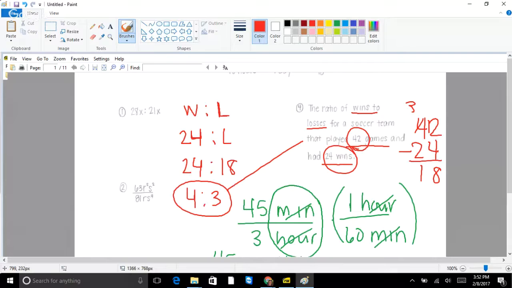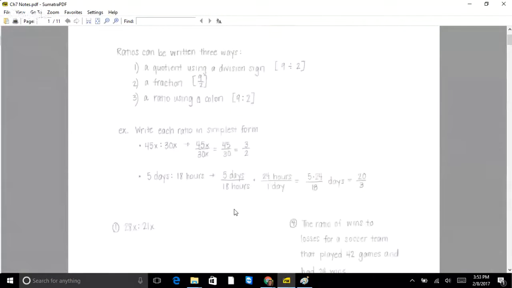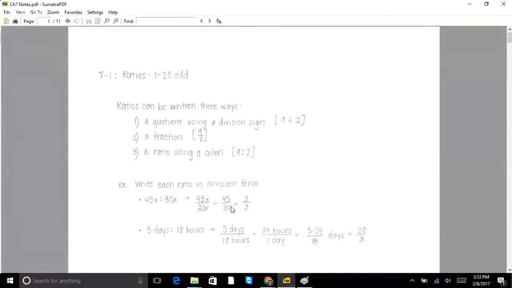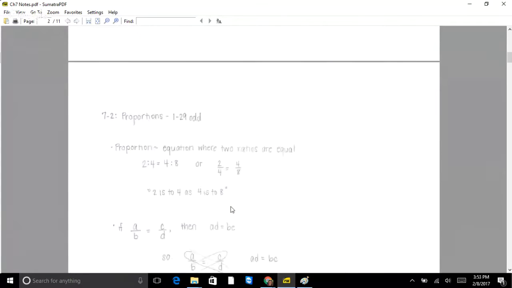So that means if we play 7 games, then we should win on average 4 and lose 3 of those games. Okay, if we play 14 games, we would win 8 and lose 6. All right, so that is ratios. I think the assignment for that is to do, let me scroll over here if I can find my mouse. The assignment for that is 1 through 25 odd. Okay, and then the next thing we're going to do is 7.2.